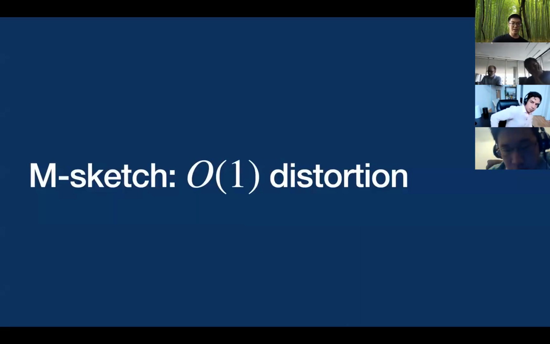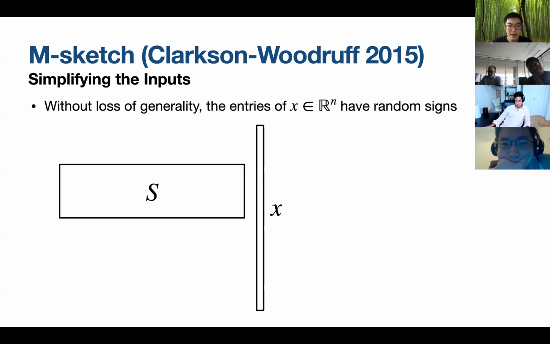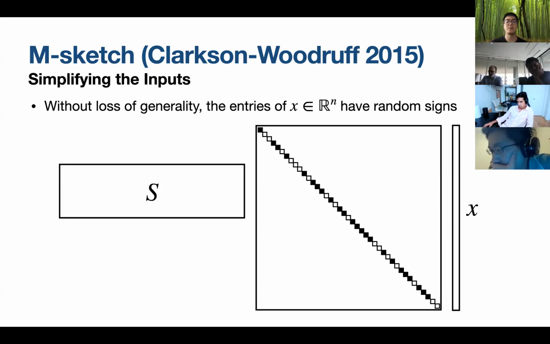So the first step is the M sketch, for which we're looking for an O of 1 distortion. Before we get into this, I'm going to simplify the inputs a little bit so that I have an easier time doing the analysis. First, without loss of generality, I can assume that the entries of X have random signs. This is just a simple observation. If I have a sketch S that works for X that has random signs, then I can multiply by random signs myself and introduce this diagonal matrix of random signs. Then I can treat this diagonal matrix as part of my sketching matrix S instead of as part of the input. So this is why I can assume that X has random signs.